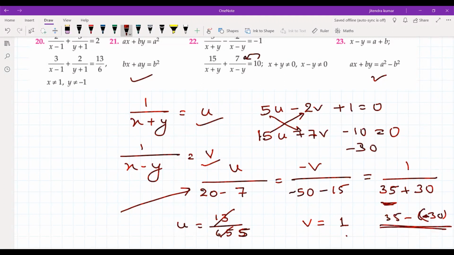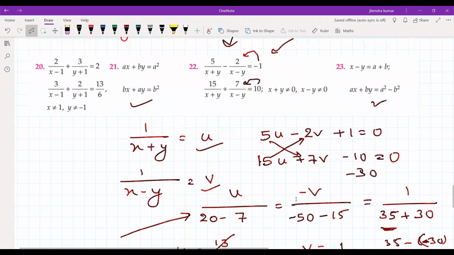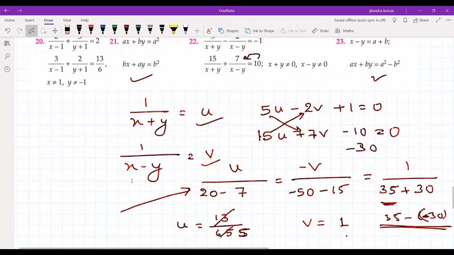Okay, sir. All right, so please try to attempt all the questions from your NCERT book, so that we can discuss more and more doubts in the next class, and then we will move to the application part.